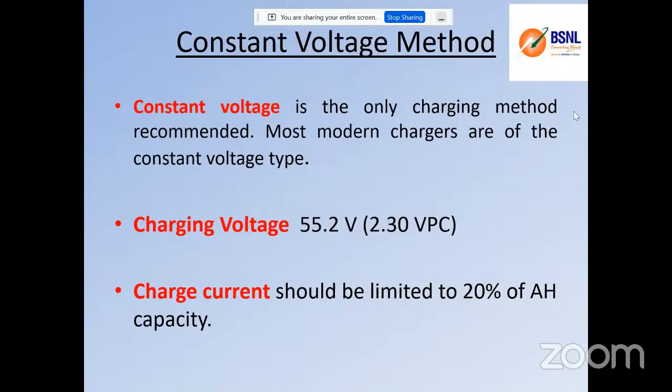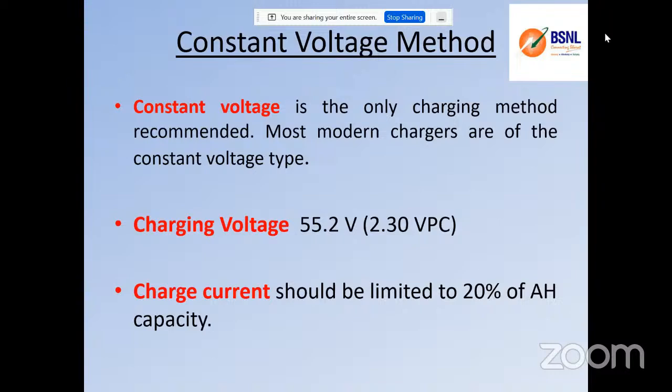The charge voltage is around 55.2 volts, and VPC stands for voltage per cell. To make this 48 volt battery, we will have 24 numbers of 2-volt cells connected in series to make the 48 volts. Each individual 2-volt cell can have a maximum charging voltage of 2.3. So 2.3 is the voltage per cell, and 2.3 into 24 gives 55.2 volts as the whole output.